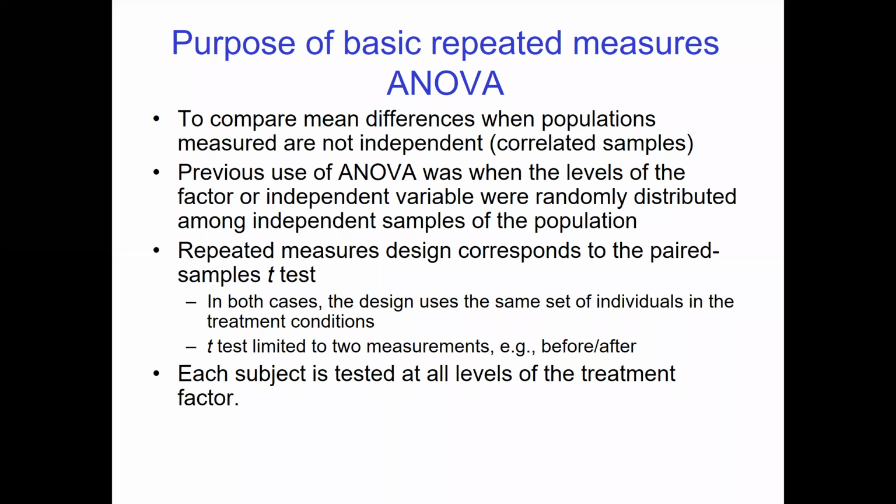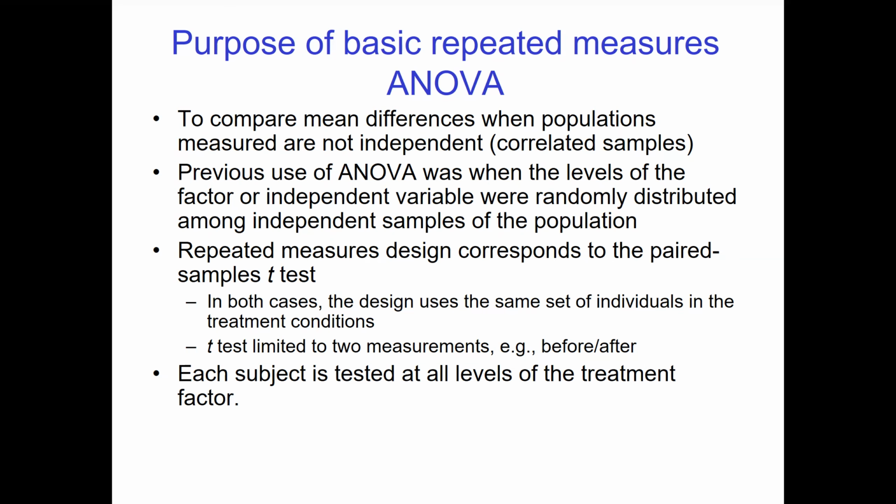And so I'm just going to go over the purpose of basic repeated measures, and then we'll look at a mixed design. So your basic repeated measures just compares differences when populations are not independent from each other. In other words, any individual in the data set is correlated with its individual value at level 1 of the repeated measure, level 2 of the repeated measure, level 3, etc. So the populations are linked by having repeated cases.